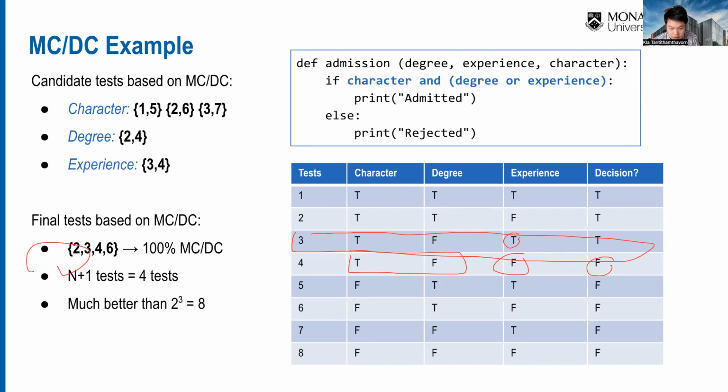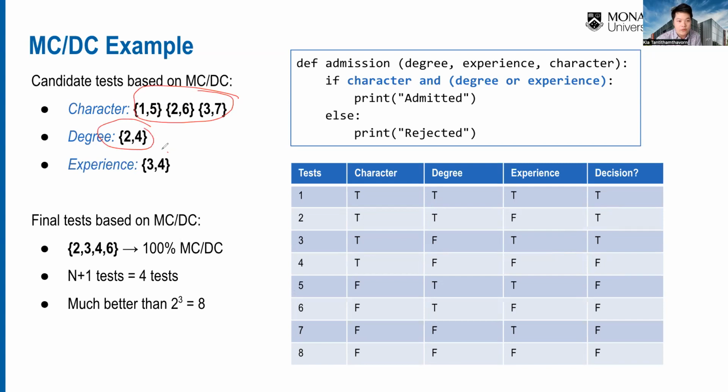So in total, what are the potential candidates for the test case? For the character, we have 1, 5, 2, 6, 3, 7; for degree, 2, 4; and 3, 4 for experience. If we want to find the minimum number of test cases to achieve modified condition decision coverage, what we should do is find the common ones. So we have 4 here. We're gonna get 4, and because we're gonna choose these 2, this is what we need anyway.